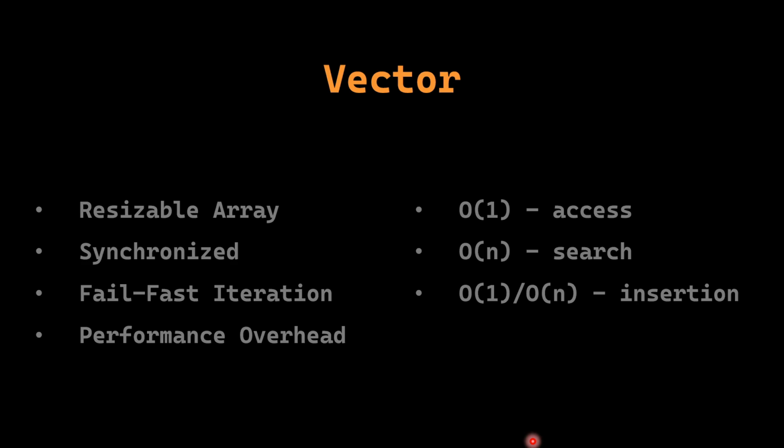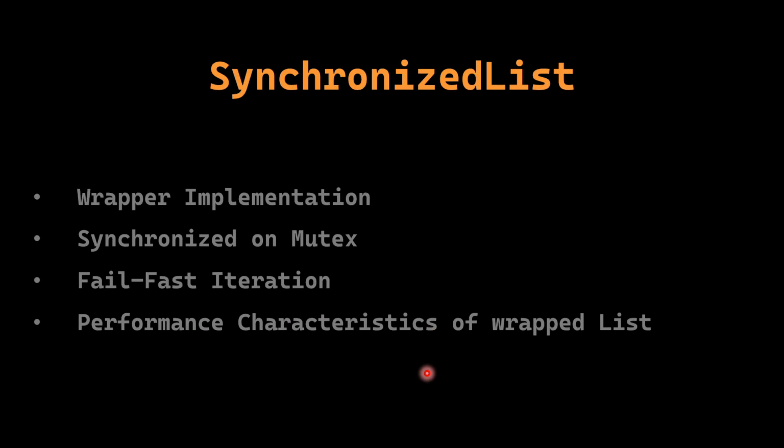Now let's examine a more flexible approach to thread safety. Synchronized list provides a wrapper that adds synchronization to any list implementation. This approach offers greater flexibility than Vector, allowing you to add thread safety to existing list implementations like ArrayList or LinkedList. The wrapper synchronizes on a mutex object, providing thread safety at the method level.